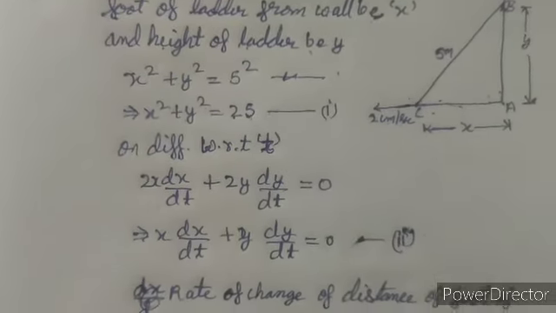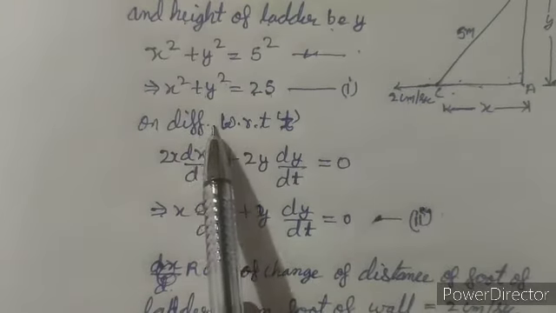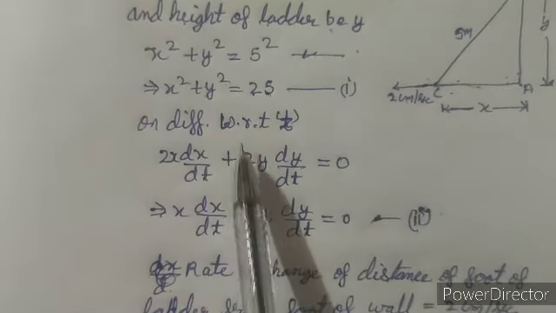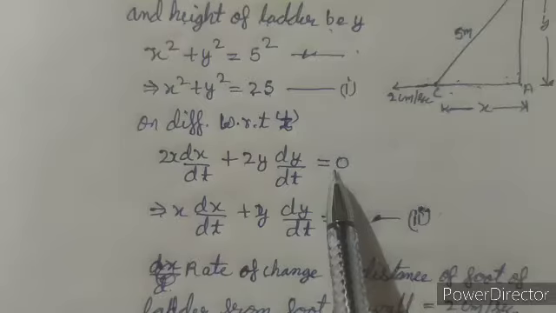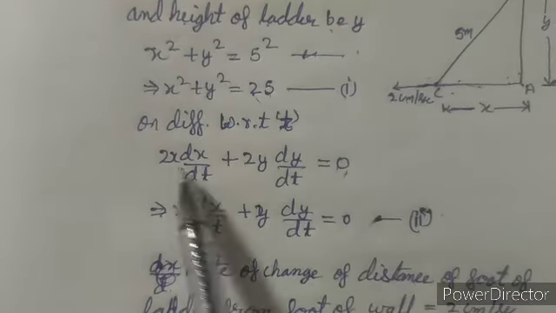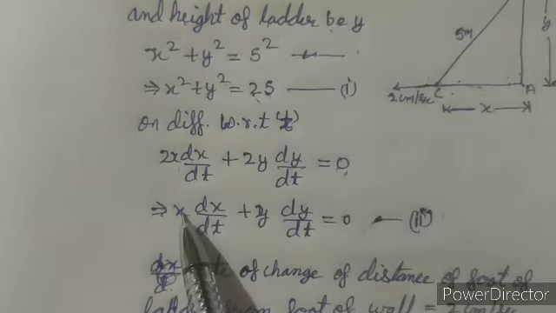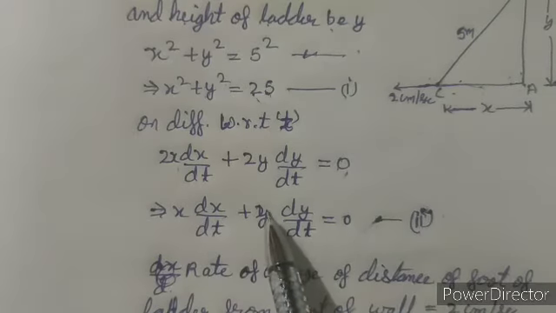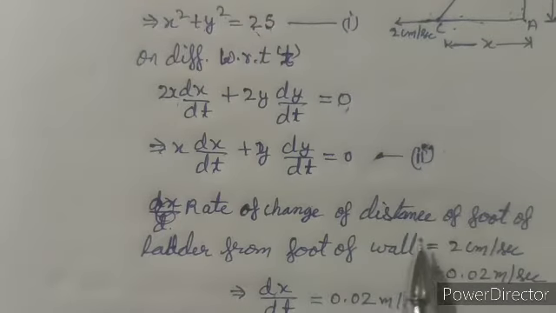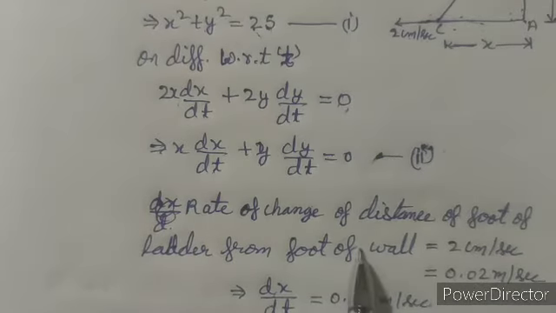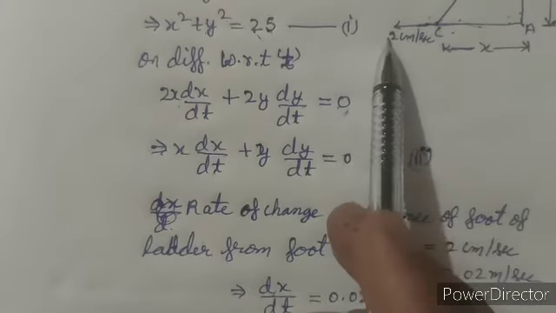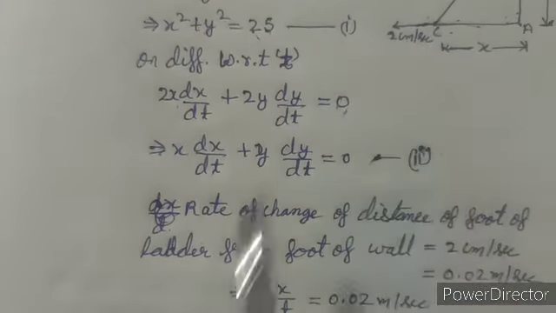Now on differentiating with respect to t, we will get 2x dx by dt plus 2y dy by dt equal to d by dt of 25, that will be equal to 0. And on dividing both sides by 2, we will get x dx by dt plus y dy by dt equal to 0. Now rate of change of the distance of the foot of the ladder from the foot of the wall is equal to 2 centimeter per second, and this is positive, that means the distance is increasing.